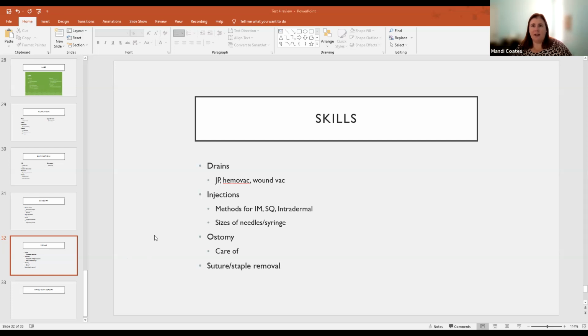Review your injections. Methods for doing IM, sub-Q, and intradermal injections. Know your sizes and gauges of needles and syringes. Caring for new ostomies. What should the ostomy site look like? And again, suture and staple removal, doing those. Remember, don't forget to make sure that you're supporting that incision. And if you are going to remove those and it looks like the incision is not approximated, you may need to call and defer removing those sutures or staples.